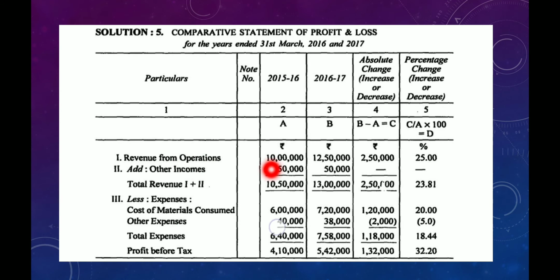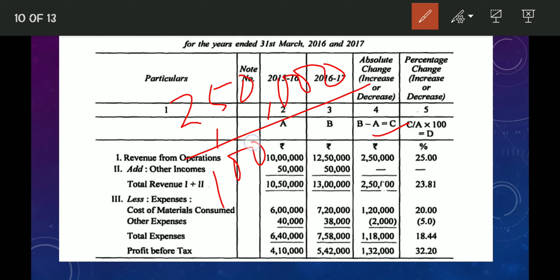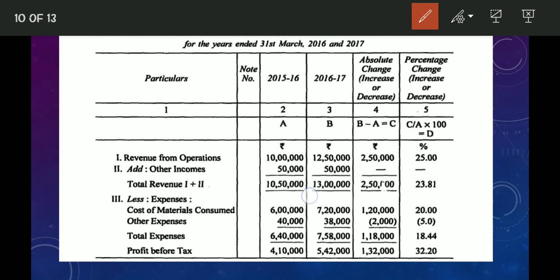Revenue from operations: the previous year is 10 lakh, the current year is 12 lakh 50,000. The difference between 12 lakh 50,000 and 10 lakh is 2 lakh 50,000, and 2 lakh 50,000 divided by 10 lakh into 100 is 25%. How is it calculated? The absolute figure, that is 2 lakh 50,000, divided by 10 lakh, into 100, right? It is quite easy, just like the balance sheet.